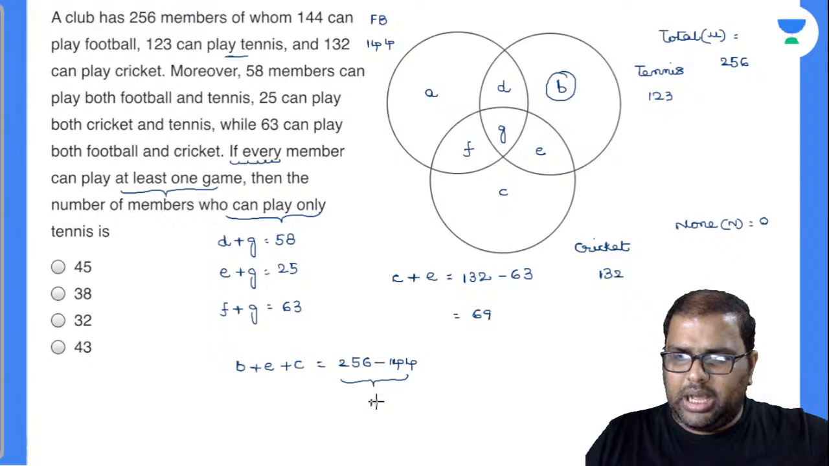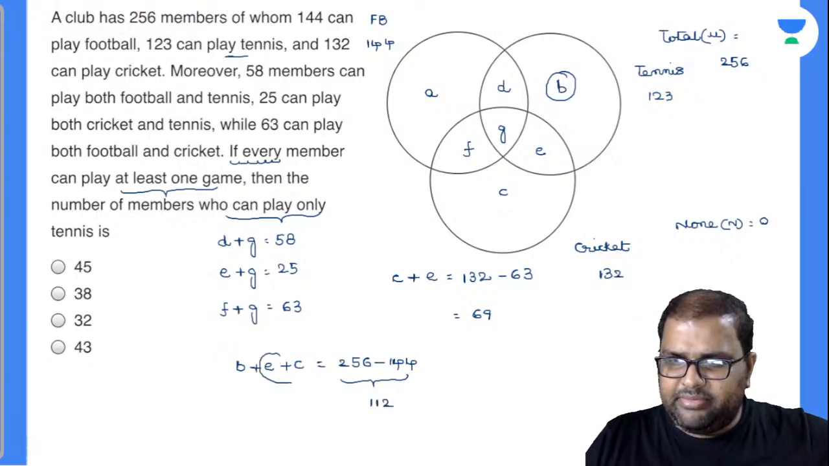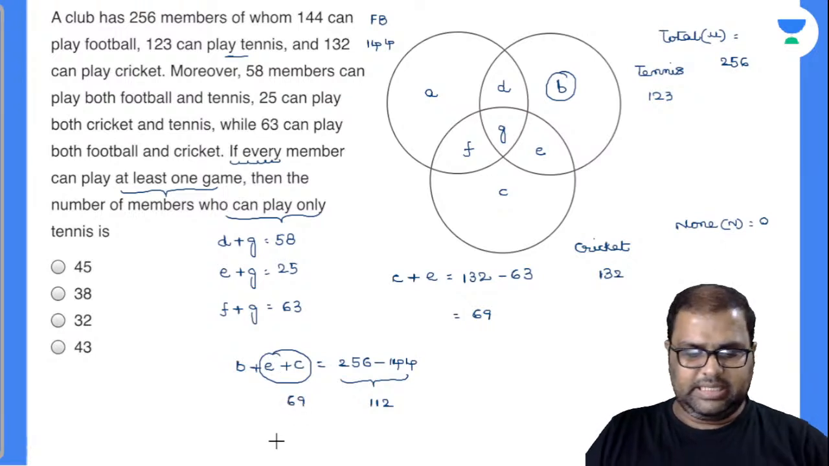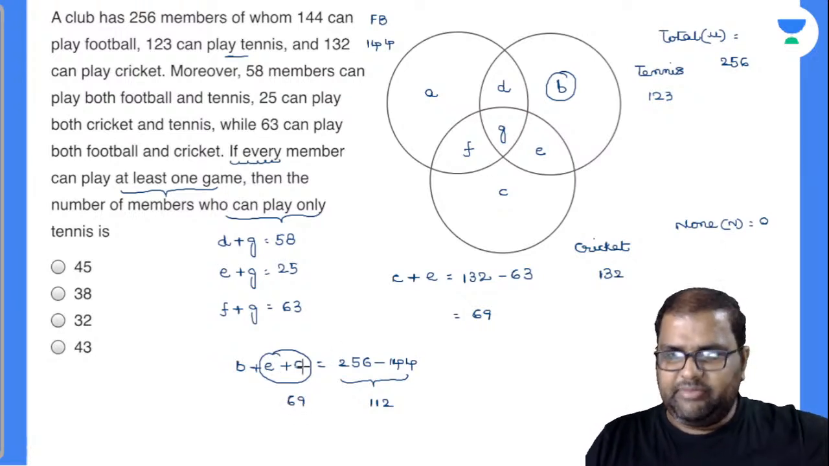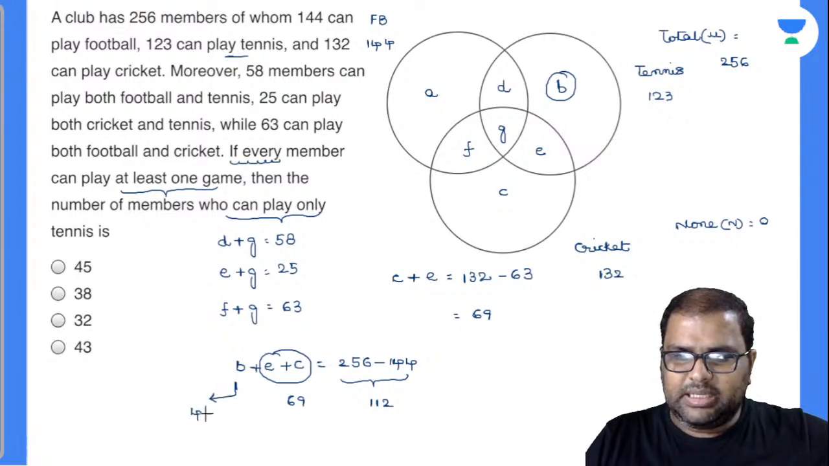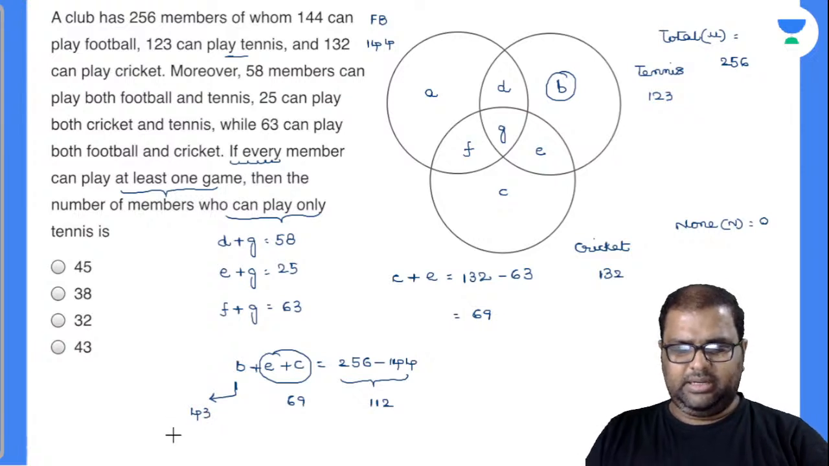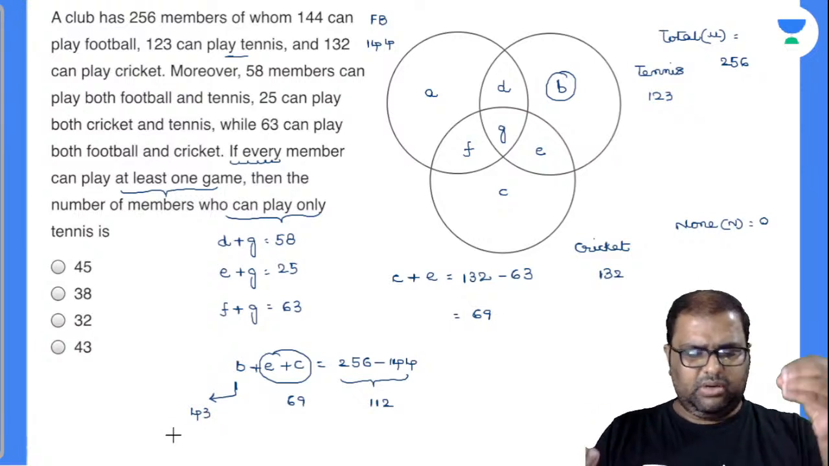Again, our aim is to find the B value, and you know the C plus E value as 69. Yes, I know the value of E plus C as 69. 112 minus 69 will be how much? The B value will be 43. That is my answer. See how simple I made it. I didn't write any equation or a large equation and solve it.